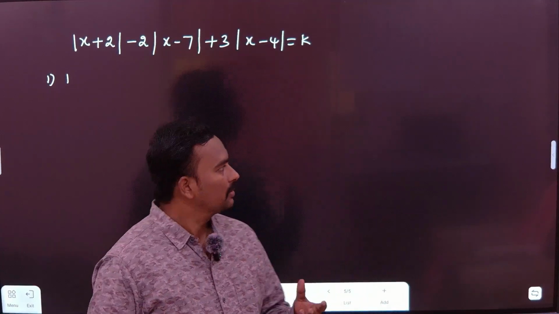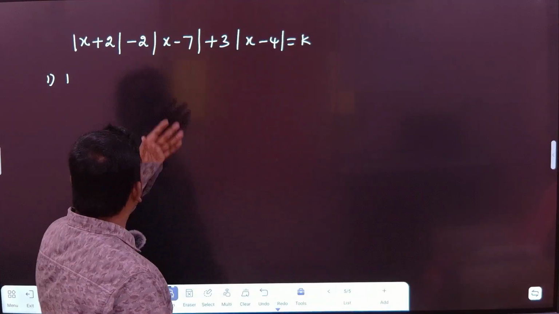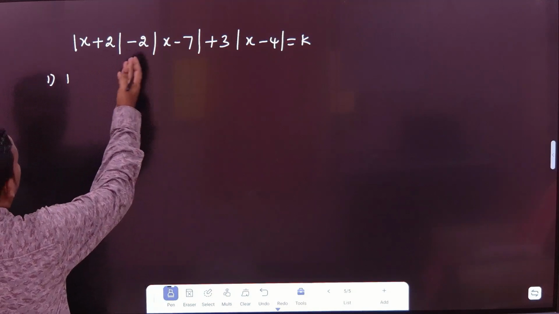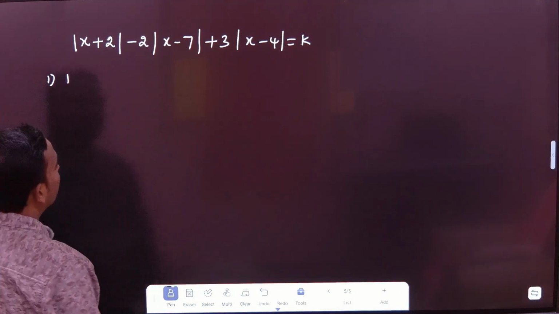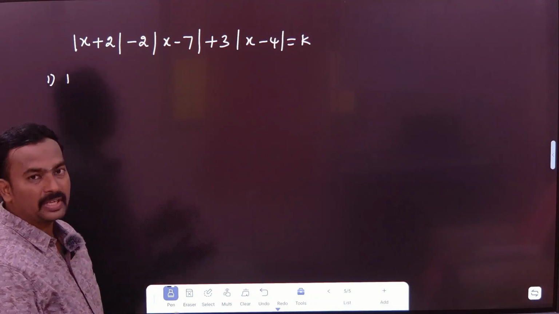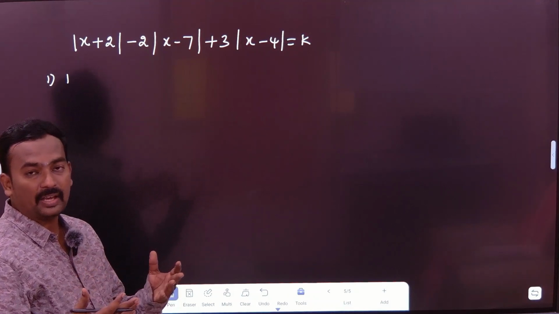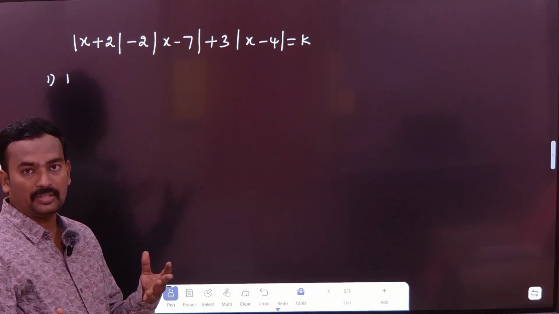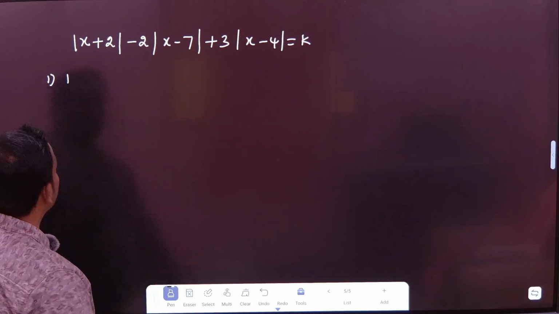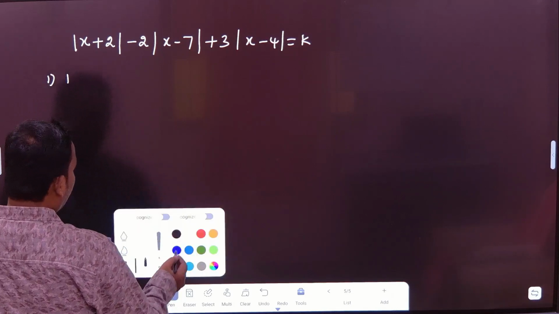So hello everyone, we'll continue with the second question. You can see |x+2| - 2|x-7| + 3|x-4| = k. So for what values of k is there 1 solution, 2 solutions, 3 solutions, 4 solutions, no solutions, or infinitely many solutions possible? First, you redefine the function.